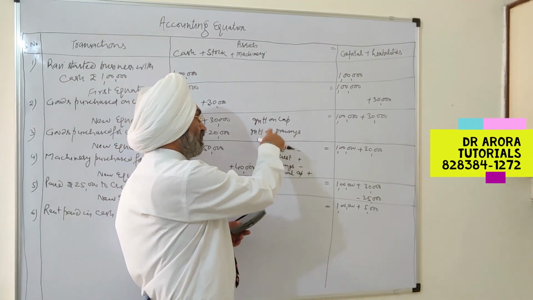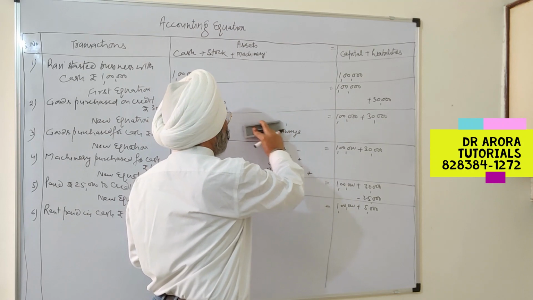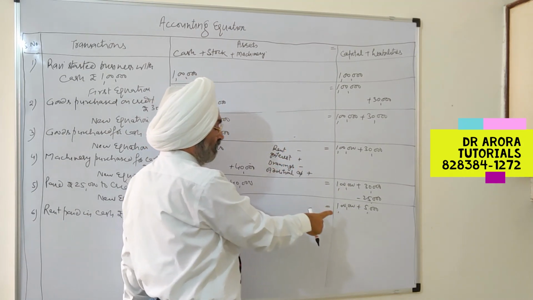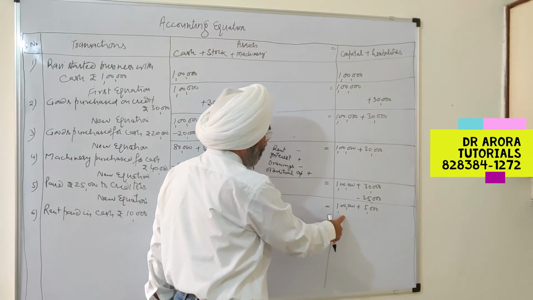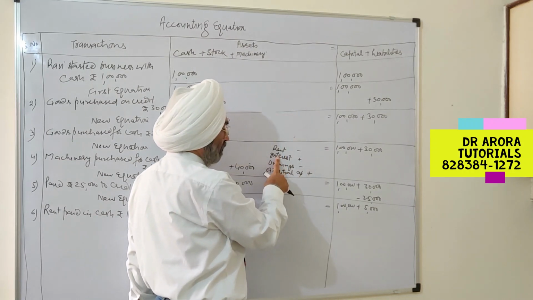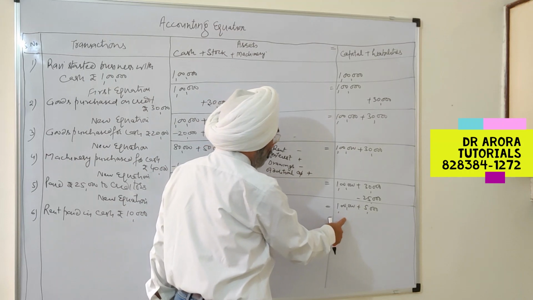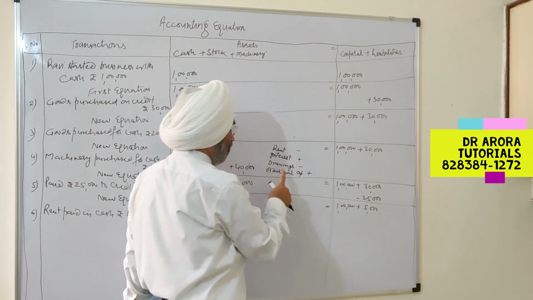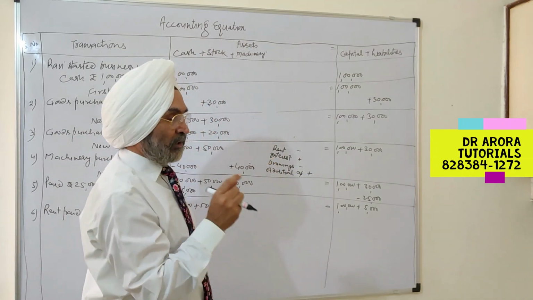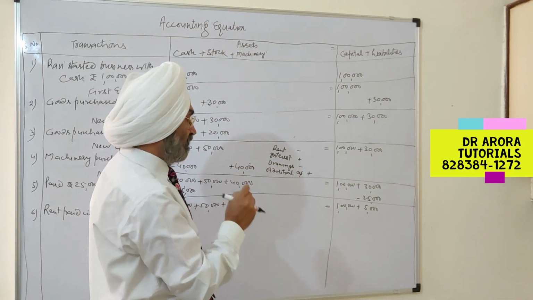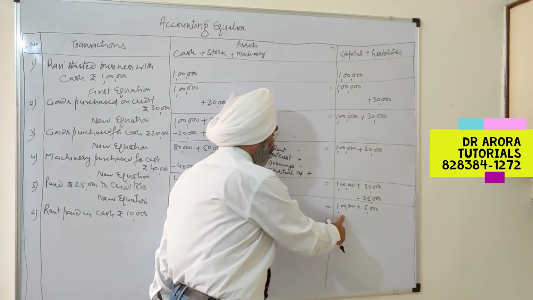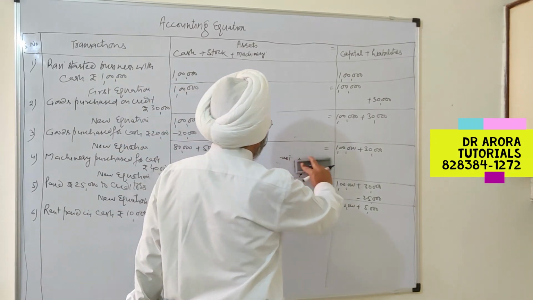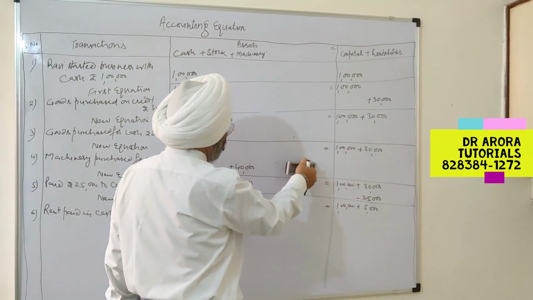But if these two cases are not there, then if there is any expense or loss, our capital will decrease. If there is any income or gain, capital will increase. If there is any drawings, capital will decrease. If there is any additional capital introduced by the proprietor into the business, then the capital of the proprietor will increase. So here let's discuss our transaction.